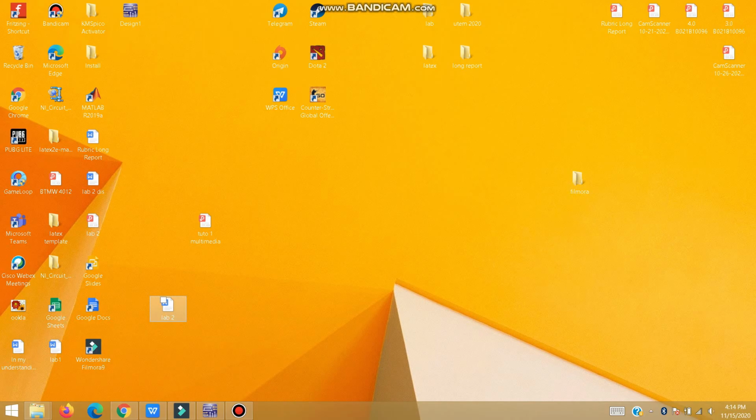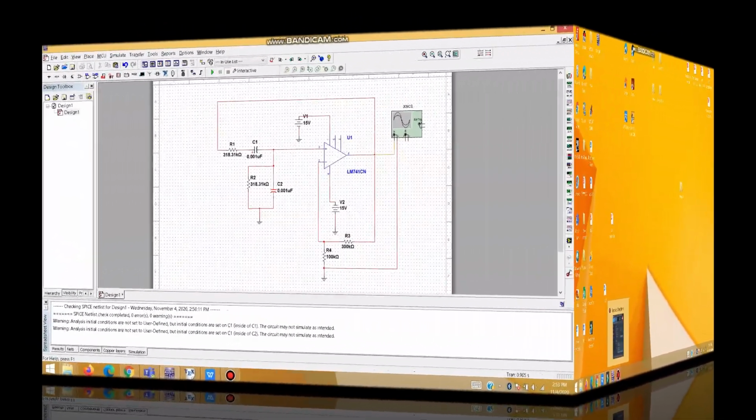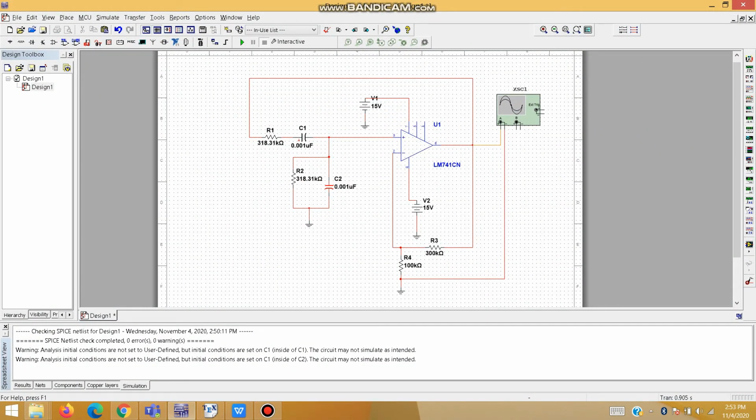Today I will explain about the Wien bridge oscillator, which is our first lab in this week 4. Today in this lab session, we are going to design a Wien bridge oscillator with the different frequencies given.